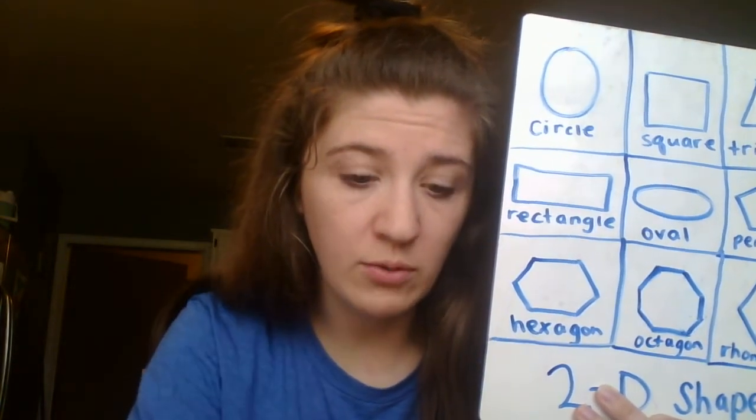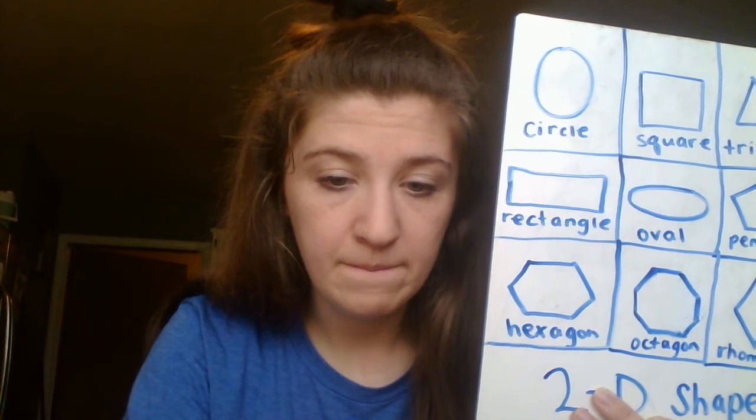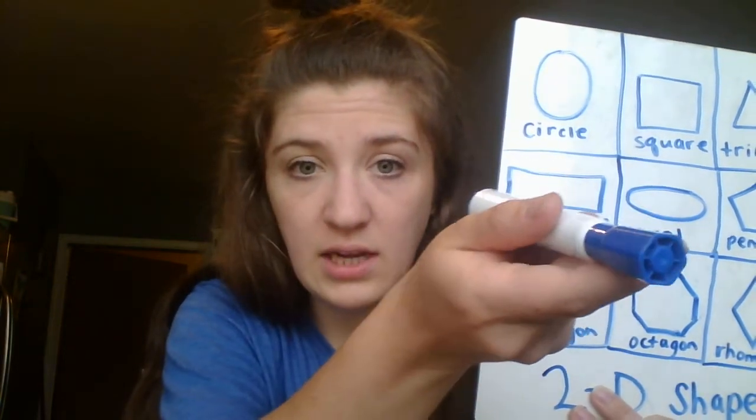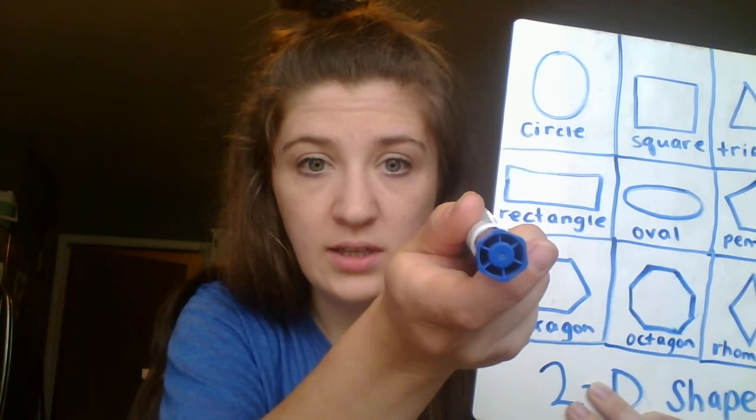We have different shapes everywhere. So there's, let's see, this is a hexagon at the top of my Expo marker here, right? Because it has 6 sides.